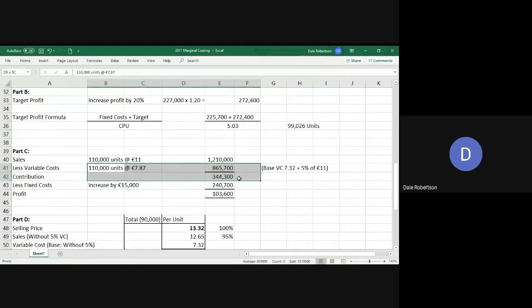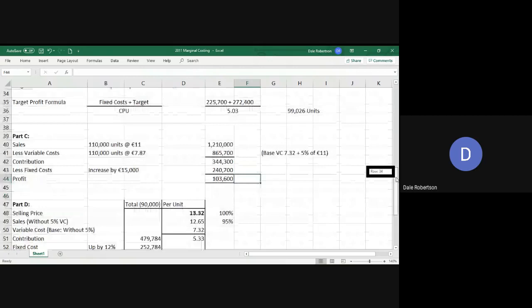Then you take away your fixed costs, which of course have increased on the original by 15,000 to go up to 240,700, and that gives you your new profit of 103,600. That is the answer, 103,600. We're going to go on to part D of the question.